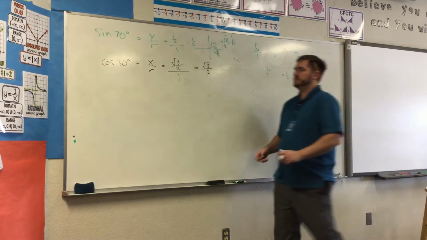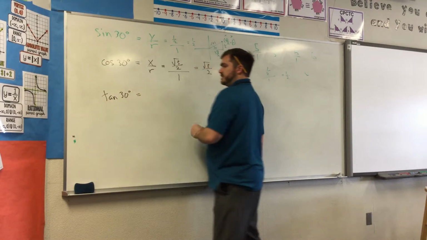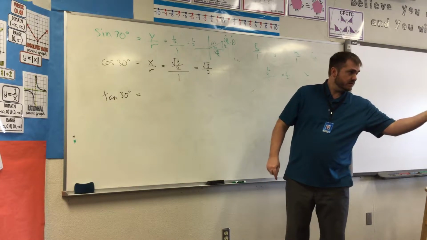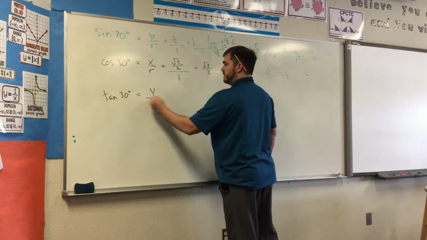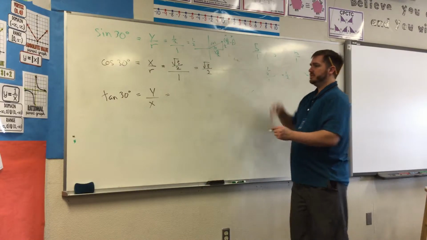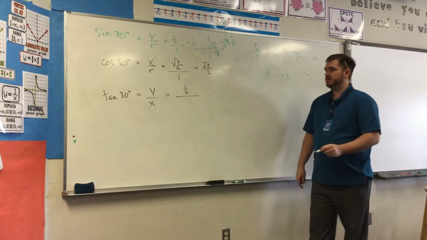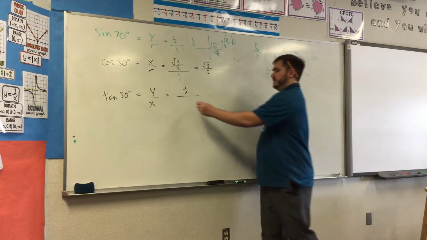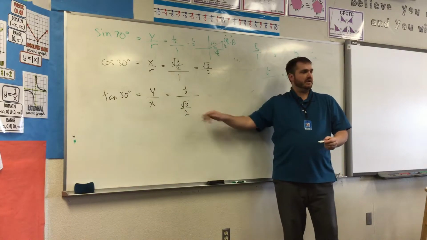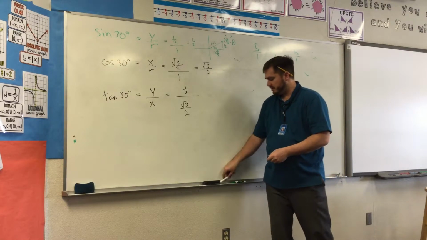Let's try a tangent problem. Tangent of 30 degrees. Call it out to me again. Y over x. So I'm just going to look at the unit circle. The y value is 1/2. I'm going to make that tiny fraction in the numerator over square root of 3 over 2. Fraction of fractions. Fractionception.